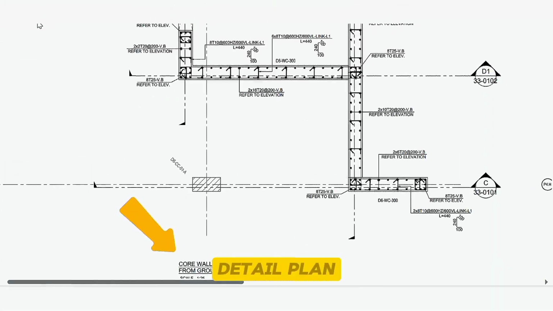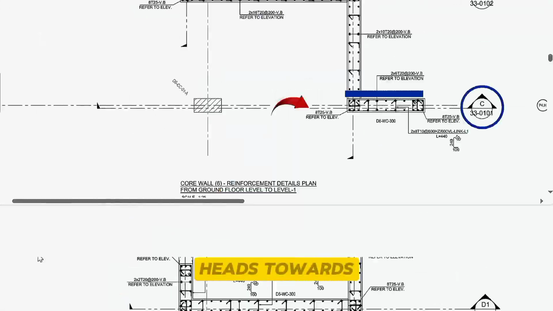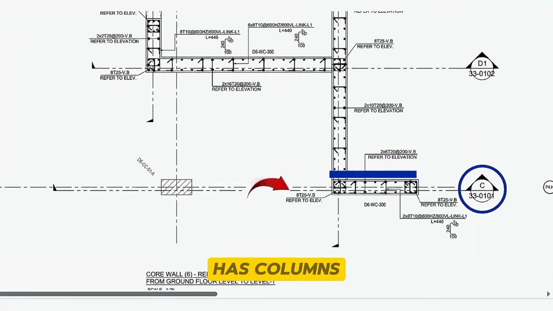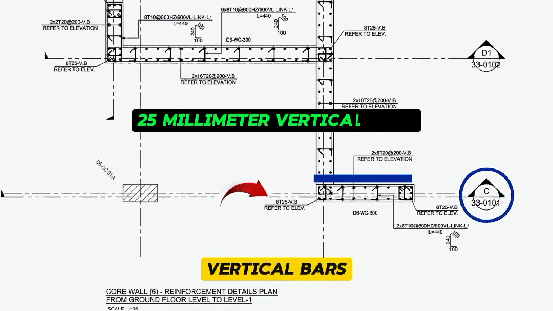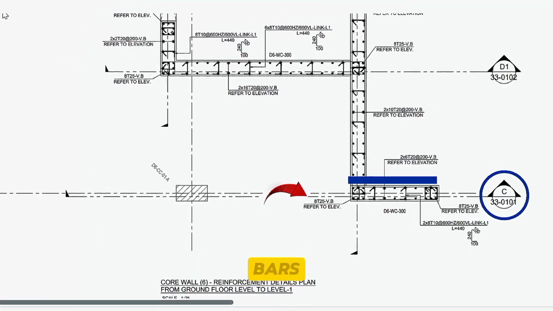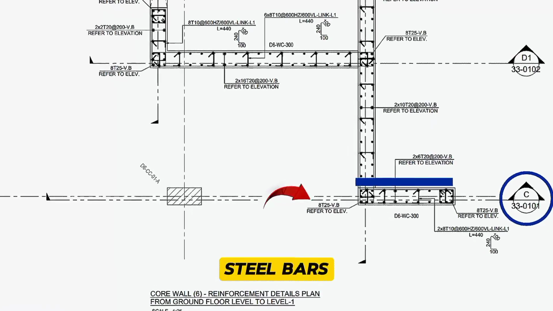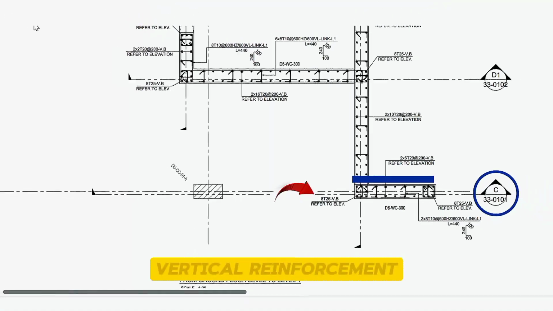The reinforcement detail plan for core wall 6 from ground floor level to level 1 heads towards section C. This wall has columns on both sides where 8 pieces of 25mm vertical bars will be used, between which both sides will have 20mm vertical steel bars and link steel bars with 10mm spacing, providing 600 horizontal and vertical reinforcement.